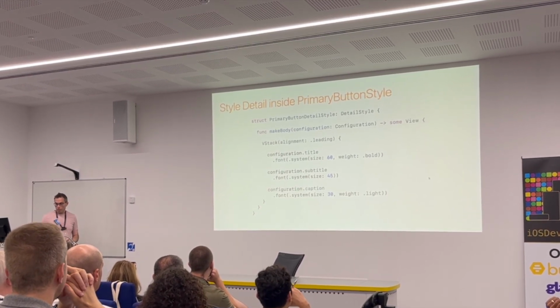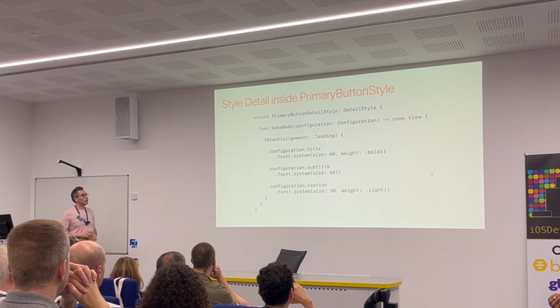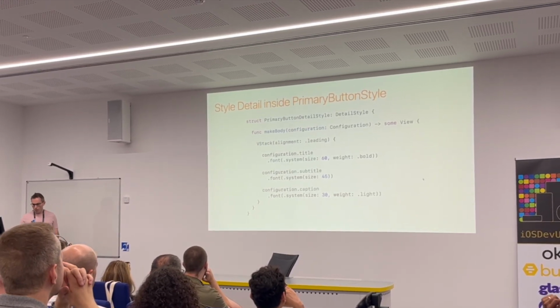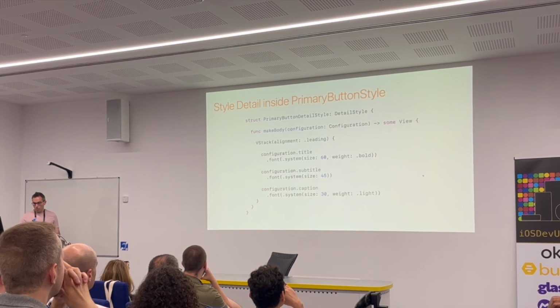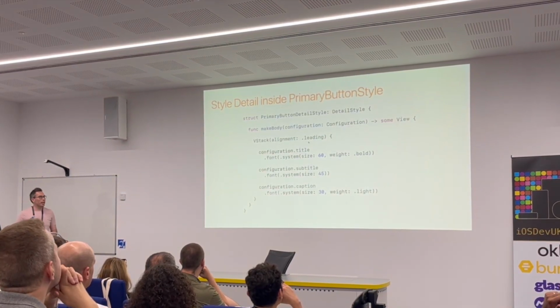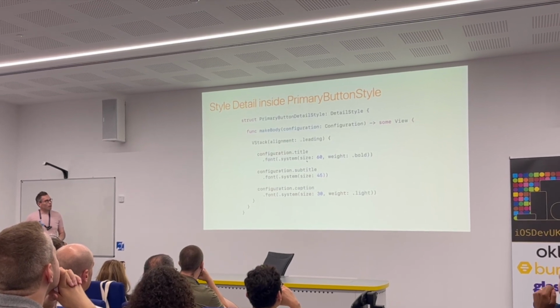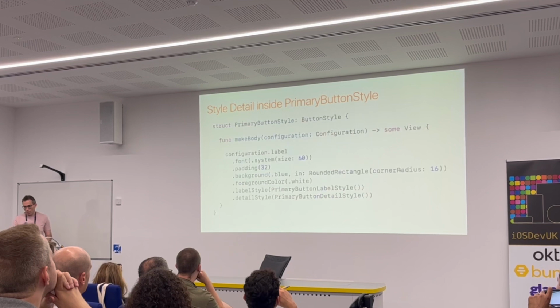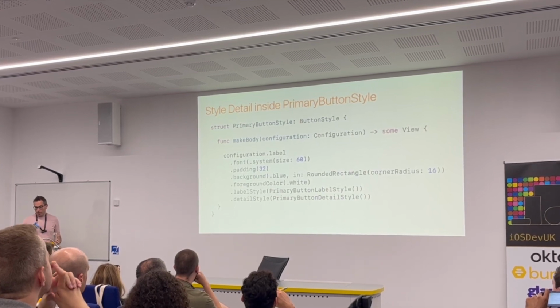We can also implement our own one of these for the primary button that we're making, if we can remember that long ago. We'll make some modifications that we want because the designer wants the alignment to be leading, and there's some size differences, weight differences going on here. And we can add that to the bottom of our list.